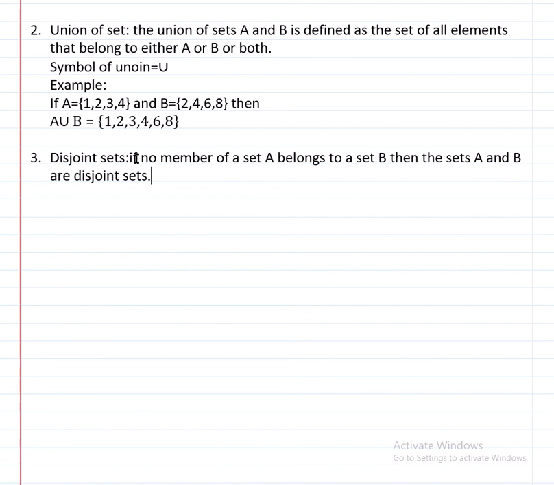Okay, so it says that in particular, if A and B do not intersect, then they are disjoint sets. Alright, so if they don't intersect, then they are disjoint sets. If there's no intersection between them, then they are disjoint sets. Okay, so let's see an example. But let's write this.